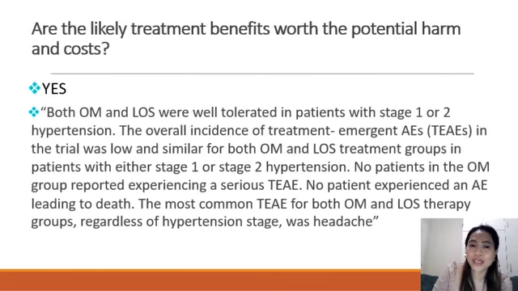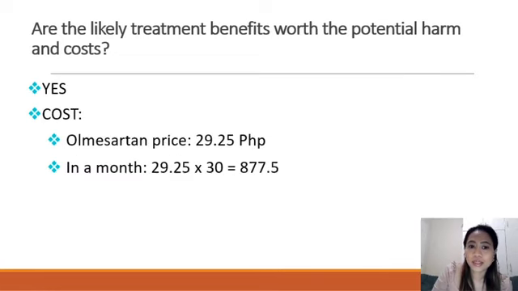For this question, the quoted text emphasized that both the medications used in the trial were well tolerated. There were no serious adverse events nor mortality in the experimental group. Total cost of medication per month is 877 pesos. Considering that the patient is a teacher, we assume that the cost of medication is not that high in comparison to the benefit of having controlled blood pressure.